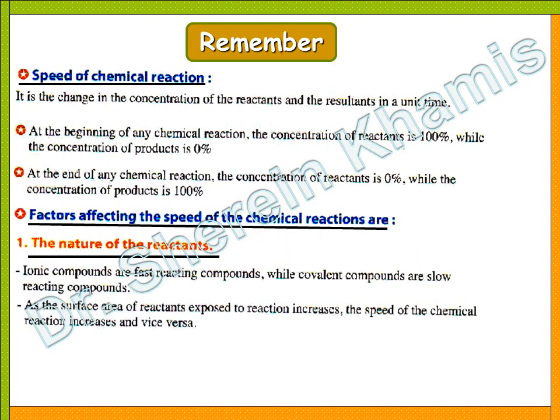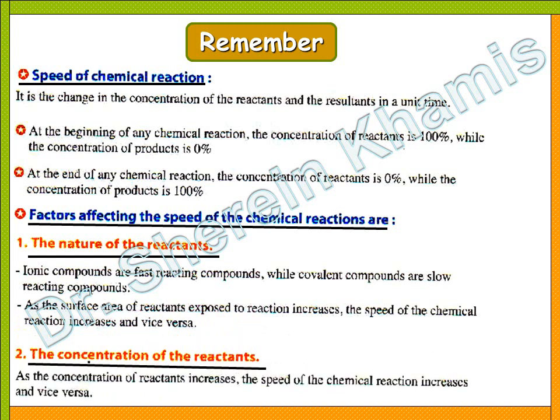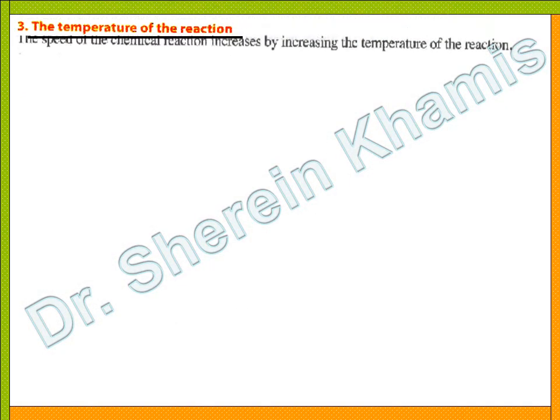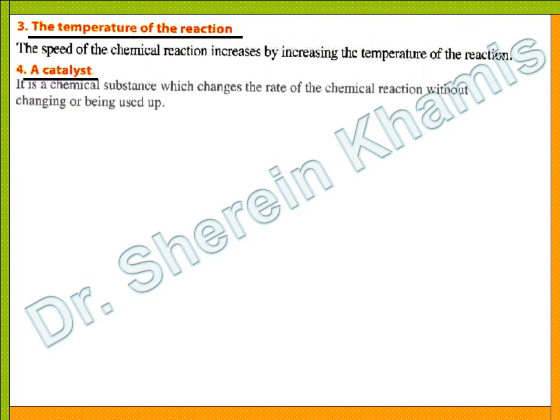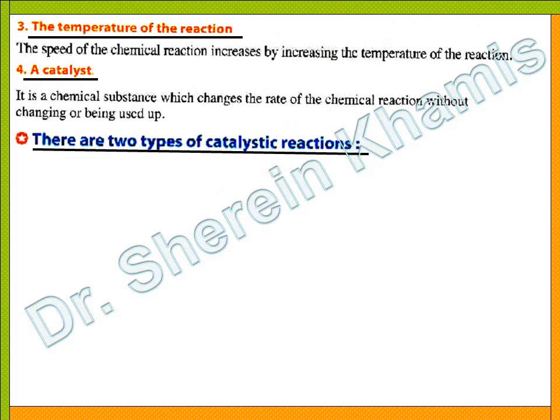The factors affecting the speed of chemical reactions are, first, the nature of reactant. Ionic compounds are fast reacting, while covalent compounds are slow reacting. As the surface area of reactant exposed to the reaction increases, the speed of chemical reaction will be faster. The second one, concentration of reactant: as the concentration of reactant increases, the speed of chemical reaction increases. Also, we have the temperature. The speed of chemical reaction increases by increasing the temperature of the reactant, and also the catalyst.